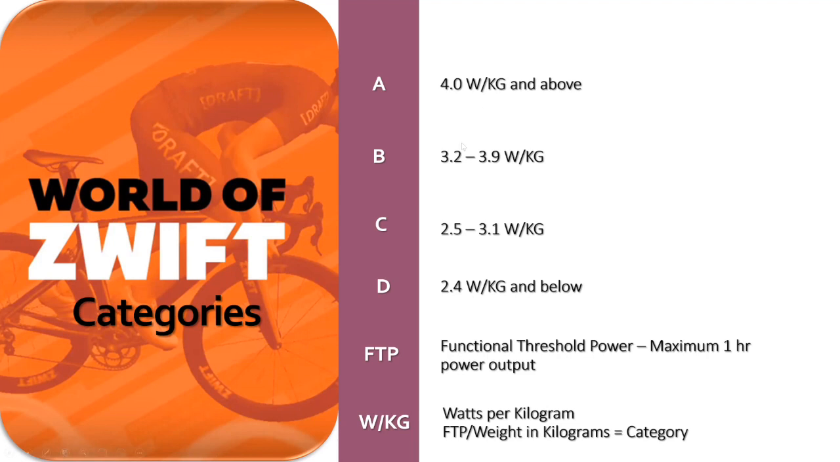And these are the 4 main categories within Zwift. A, which is 4.0 watts per kilogram and above. B, which is 3.2 to 3.9 watts per kilogram. C, 2.5 to 3.1. And D, 2.4 and below.